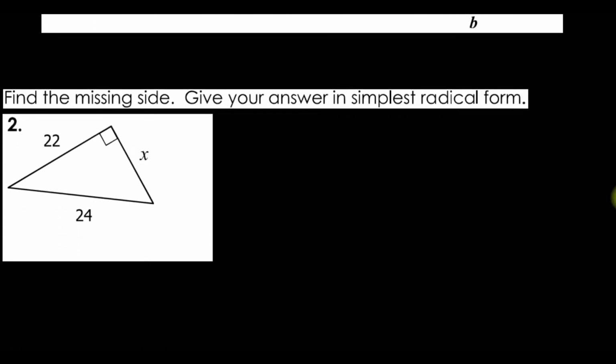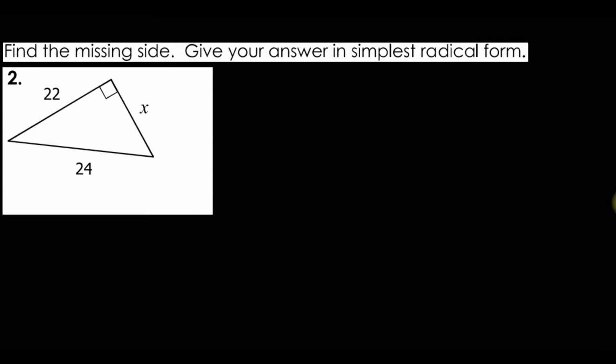Okay, let's take a look at the first example here. So here is to find the missing side. Okay, and then give your answer in simplest radical form. So you're given a right triangle and you're looking for the missing side, which is side x here. This is a right triangle given two sides. You can use the Pythagorean theorem to come up with the third side.